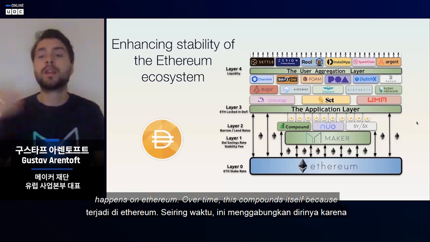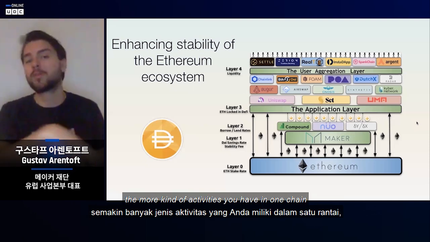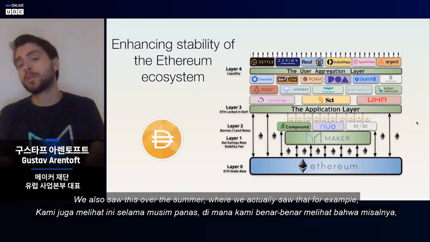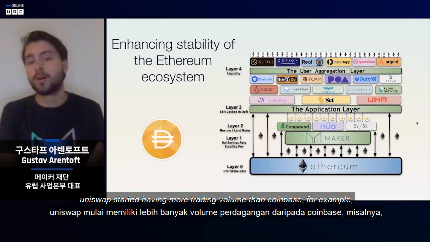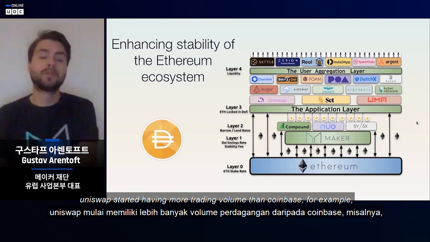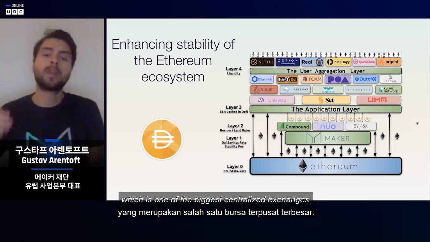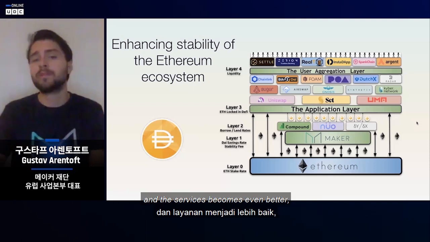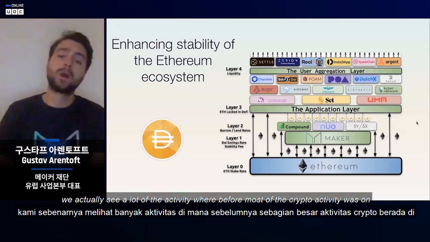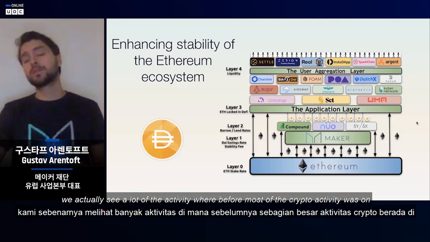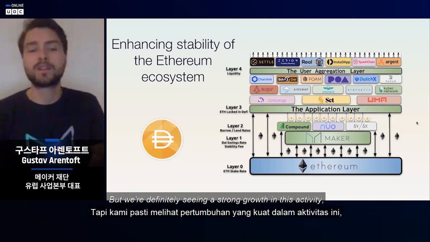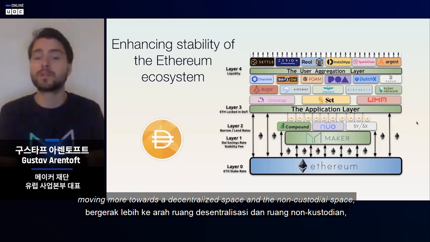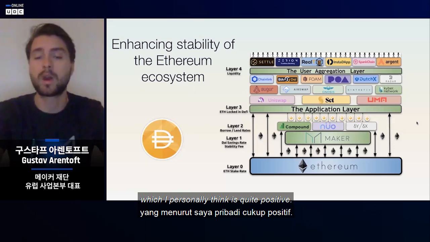And over time, this compounds itself, because the more economic activity you have on one chain, the more economic activity it attracts. We also saw this over the summer, right? We saw that, for example, Uniswap started having more trading volume than Coinbase, which is one of the biggest centralized exchanges. So as this continues to grow, as the applications mature and the services become even better, we see that before, most of the crypto activity was on centralized exchanges, and it still is, but we're definitely seeing strong growth in this activity moving more towards the decentralized, non-custodial space, which I personally think is quite positive.